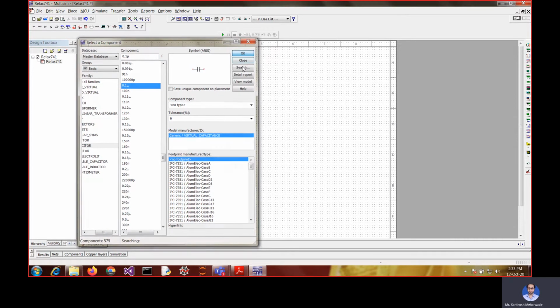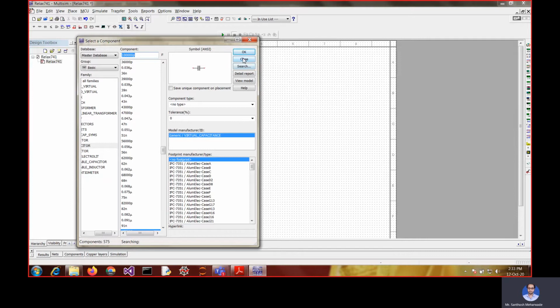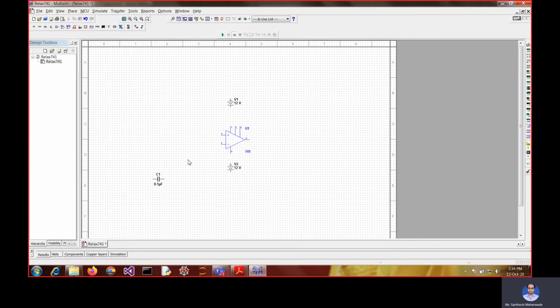Click on OK. The capacitor will be kept over here, and it is asking for one more, but I don't want that. So let me close this. Next, let me drag further down so that I can place other components properly.